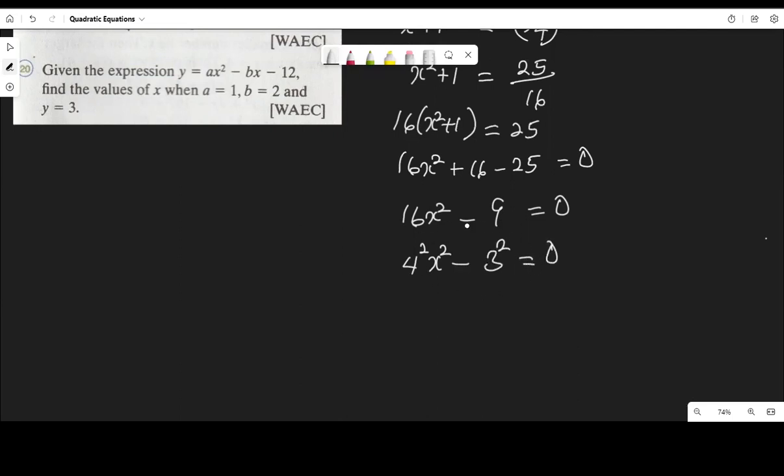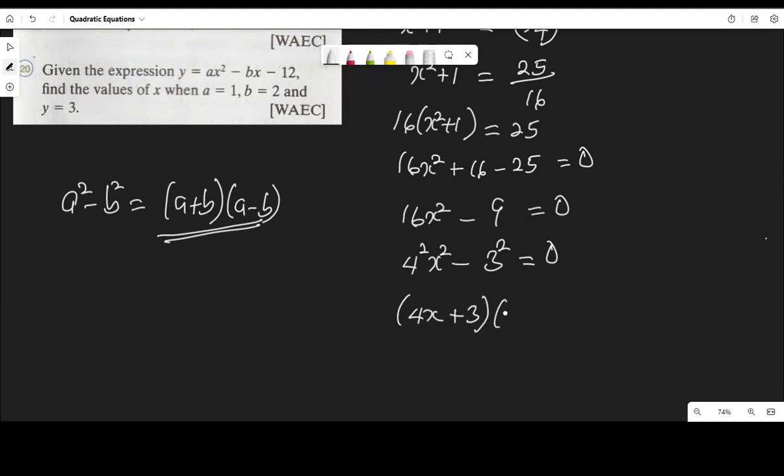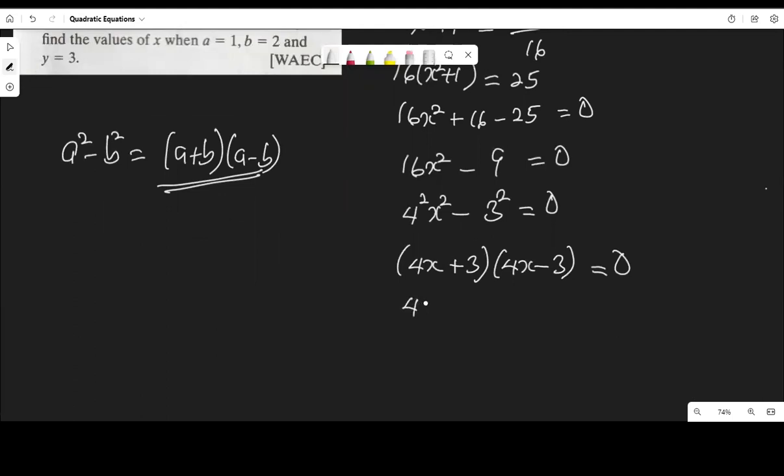I can apply the difference of two squares here. Remember, a squared minus b squared, we can write as a plus b times a minus b, which we call the difference of two squares. I can apply it here so that I will have 4x plus 3 and 4x minus 3 equal to 0. Meaning 4x plus 3 is equal to 0 or 4x minus 3 is equal to 0.